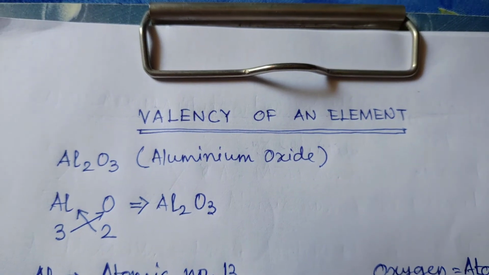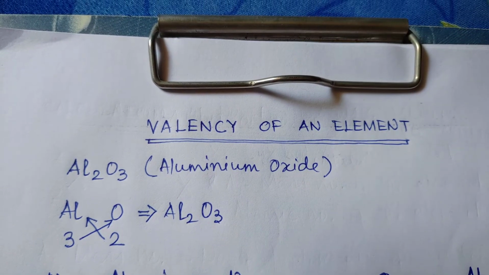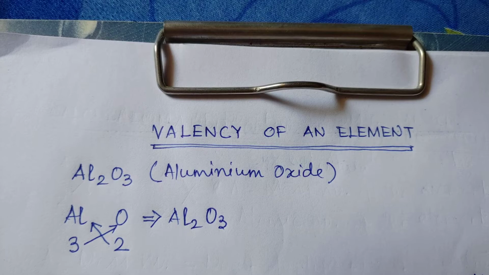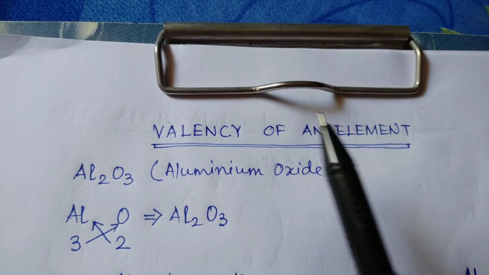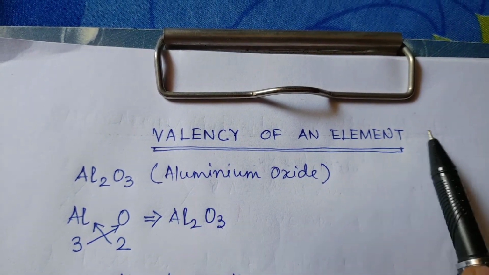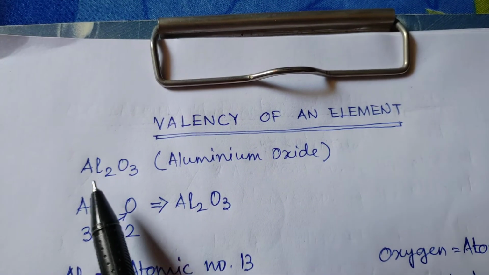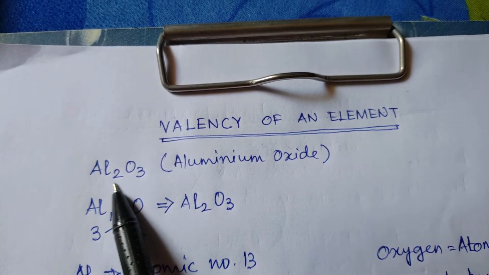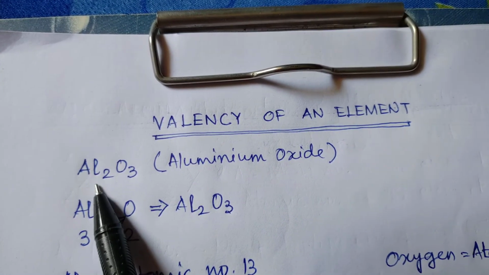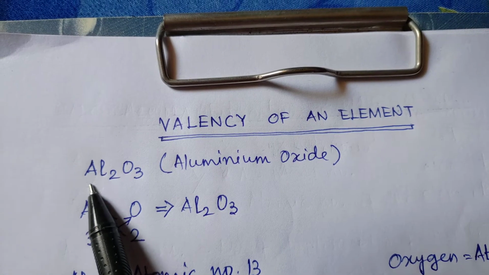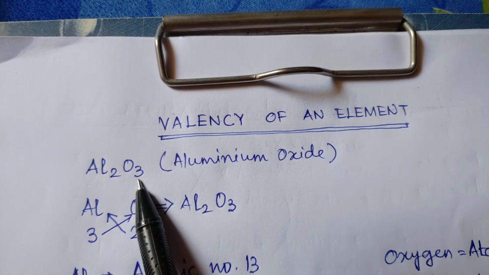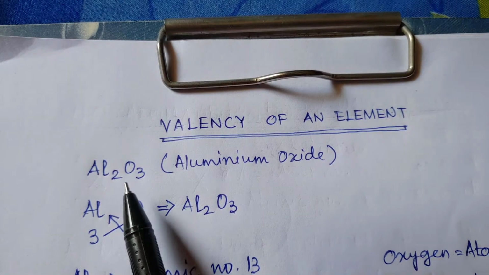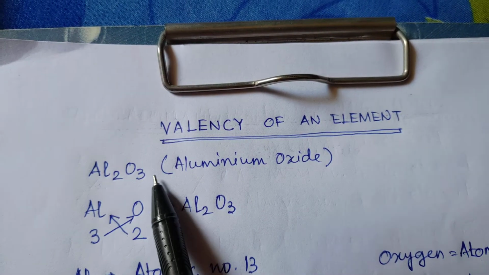Good morning, students. Today we will discuss the concept of valency of an element. It is written here. Now think about a compound first: aluminium oxide. The formula is here, Al2O3. Al stands for aluminium and O for oxygen.